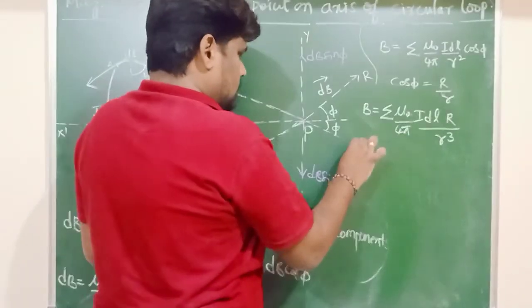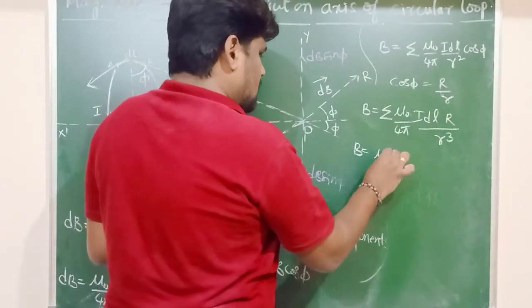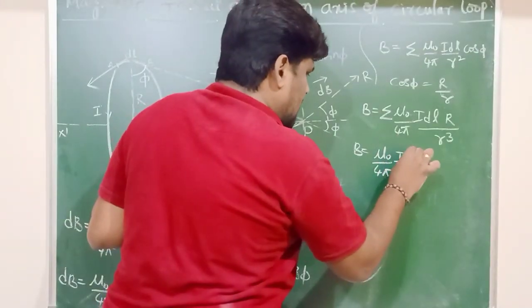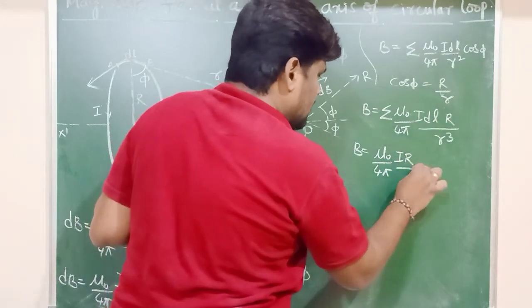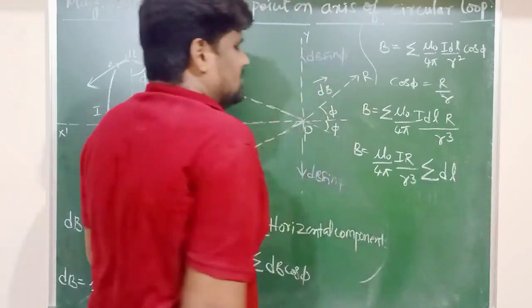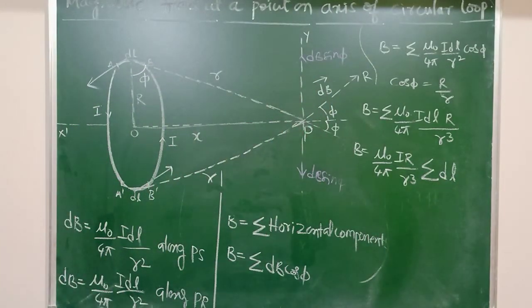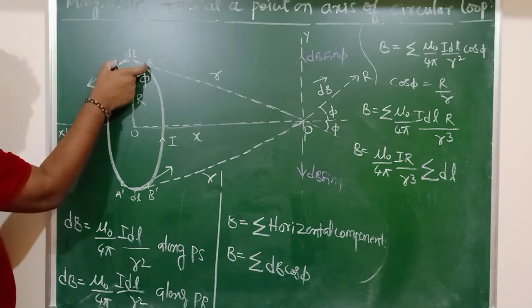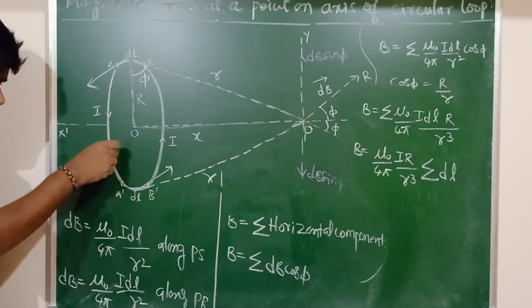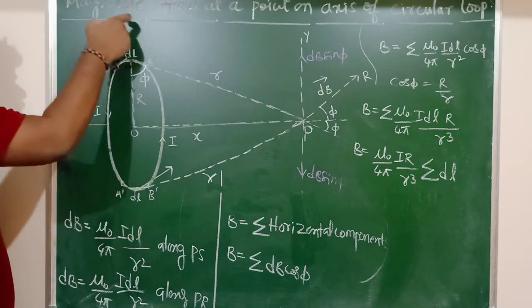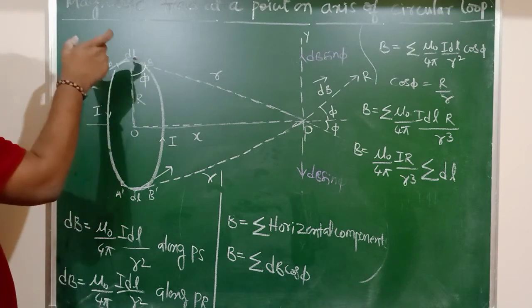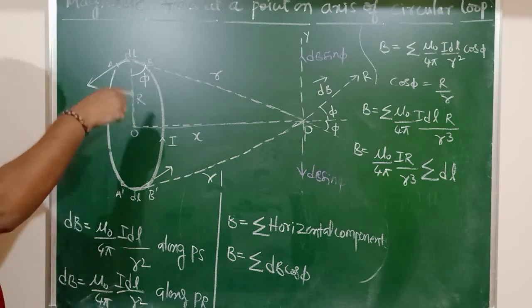Then B equals, I will take mu naught by 4 pi, then I will take I into R divided by R cube. I will keep summation of DL as it is. Tell me what is summation of DL. This is one DL, another DL, third DL, fourth DL, fifth DL, sixth DL. The whole circular loop is divided into a number of small parts, each of length DL.